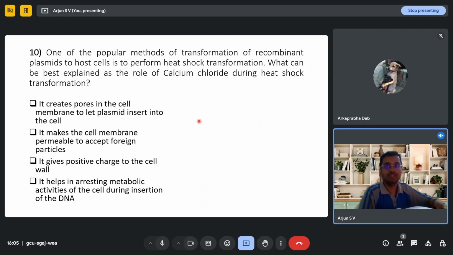So, last question. One of the popular methods of transformation of recombinant plasmids to host cells is to perform heat shock transformation. What can be best explained as the role of calcium chloride during heat shock transformation? This is also a very theoretical question. So, calcium chloride kind of gives a positive charge to the cell wall due to the presence of calcium ion. When calcium chloride ionizes, it gives Ca2+, which gives the positive charge to the cell wall.